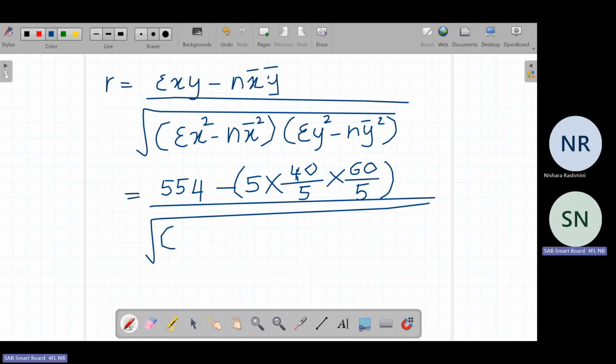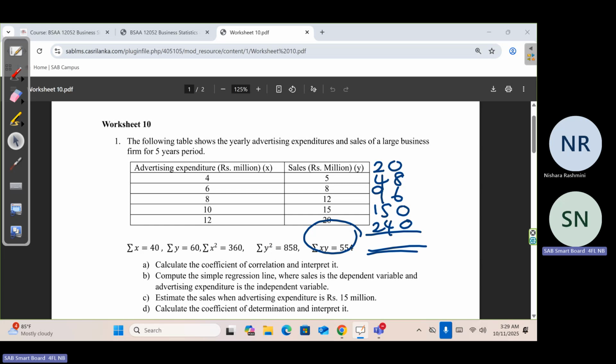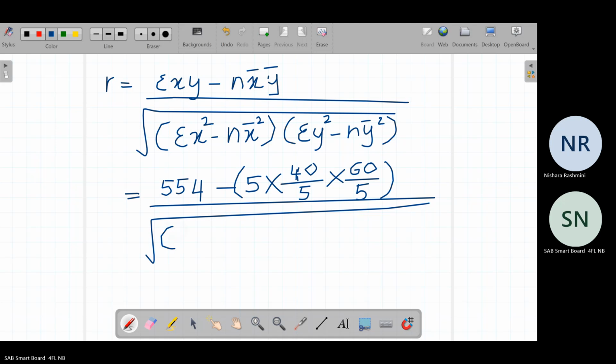Then first bracket, sigma x square. It means we take all the square values of the x variable, then we take the summation. Then tell me what is the sigma x squared value? Here, sigma x squared is 360. Minus, again n value is there, 5 into x bar square. Here x bar square means 40 divided by 5. Take the square value.